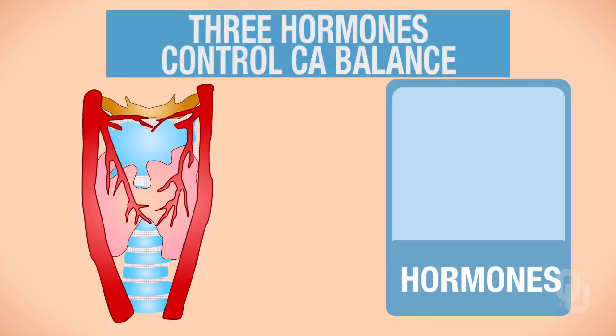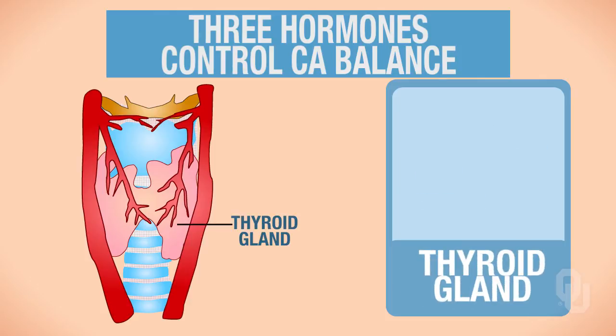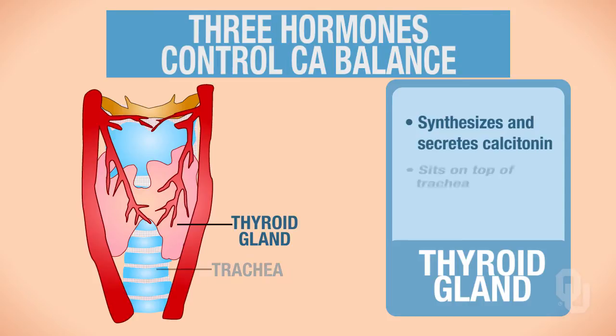So let's look at the hormones then that will control or regulate calcium balance. There are actually 3 different hormones. There's calcitonin, parathyroid hormone or PTH, and calcitriol. We are not going to focus on calcitriol. We will focus on calcitonin and PTH. The thyroid gland synthesizes and secretes calcitonin. So recall where the thyroid gland is located. It's at the base of your neck and sits on top of your trachea.